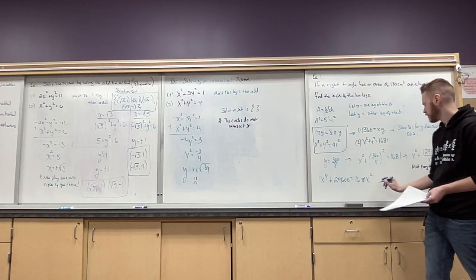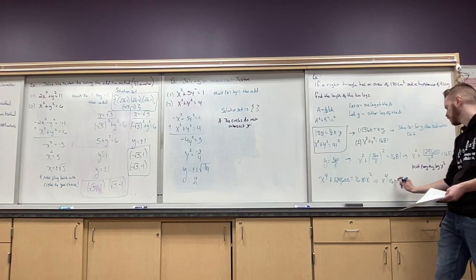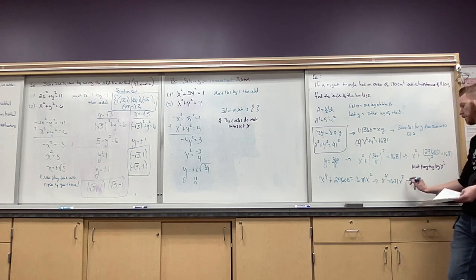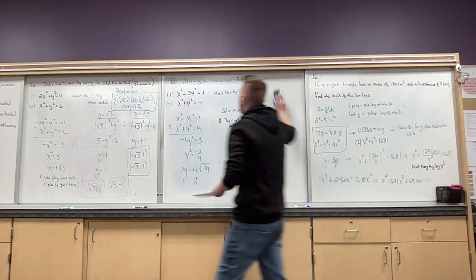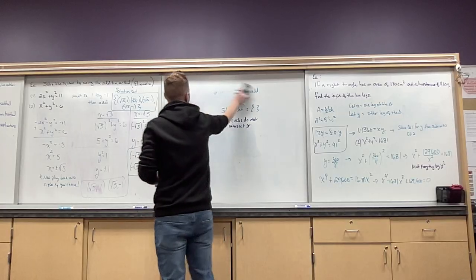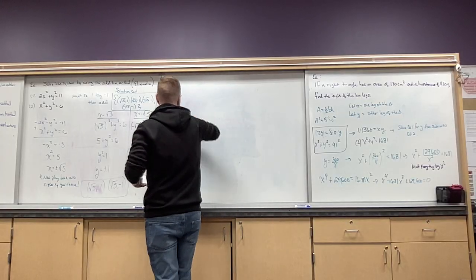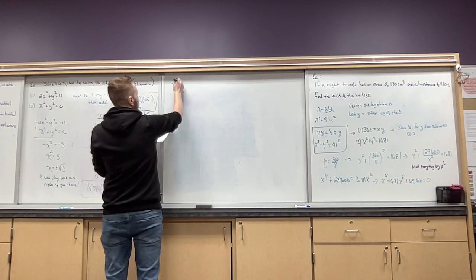I'm going to set this equal to 0. So we get x to the 4th minus 1681 x squared plus 129,600 equals 0. Okay. I'm out of space. Let's go over here. I'm just going to rewrite that because, again, that's all the way over there.